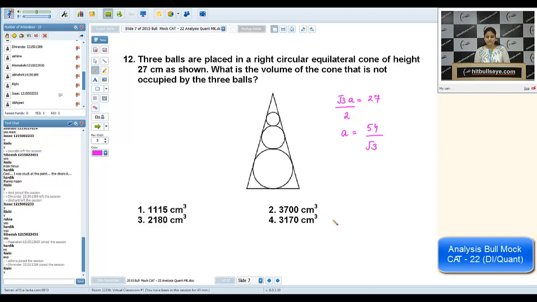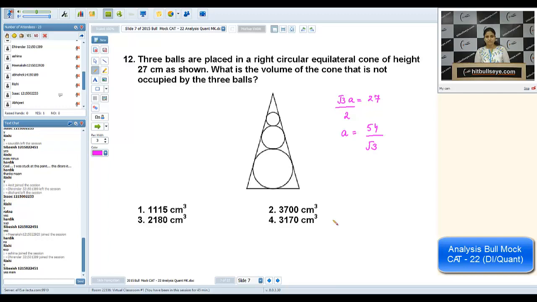Okay. Now what is the volume of the cone that is not occupied by the 3 balls? We want to find the wastage percentage, the wastage volume here. So we can take the volume of the cone and subtract the volume of the 3 spheres. What is the volume of the cone? That will be 1 by 3 pi r square h minus the volumes of the spheres, 4 by 3 pi r cubed plus 4 by 3 pi r1 cubed plus 4 by 3 pi r2 cubed. Actually, this is the thing asked.